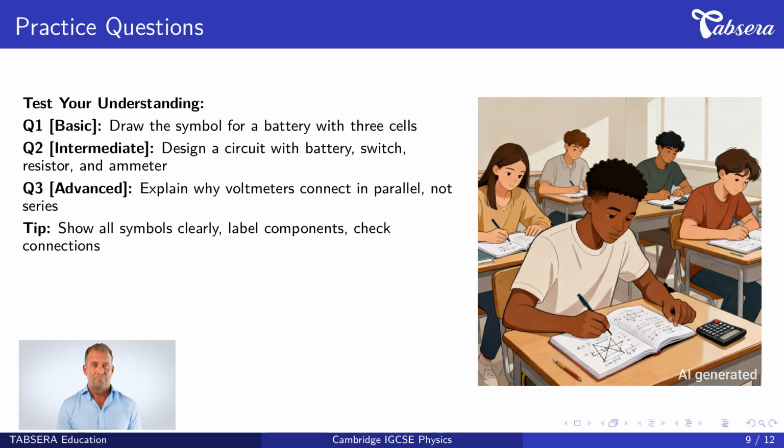Now practice what you've learned with these 3 questions. Question 1 is basic level. It asks you to draw the symbol for a battery with 3 cells. Remember that each cell is represented by alternating short and long lines. Question 2 is intermediate level. Design a complete circuit containing a battery, switch, resistor, and ammeter. Consider the correct connections and current flow path. Question 3 is advanced level. Explain why voltmeters must be connected in parallel across components, not in series. Think about what happens to current flow and measurement accuracy. For all questions, draw symbols clearly, label all components with appropriate values, and check that connections make physical sense.